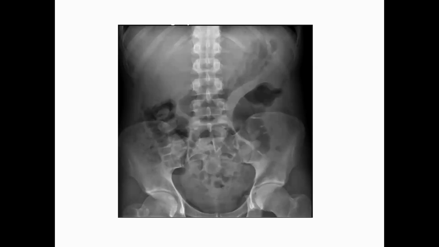AP means that the X-ray passes through the patient from front to back, with the patient lying supine. So this is the standard abdominal X-ray, the AP. The abdominal X-ray needs to show everything from the diaphragm to the symphysis pubis. Why from the diaphragm? To see if there's any free air, and also the liver and spleen. To the symphysis pubis, to see the bowels and bladder.